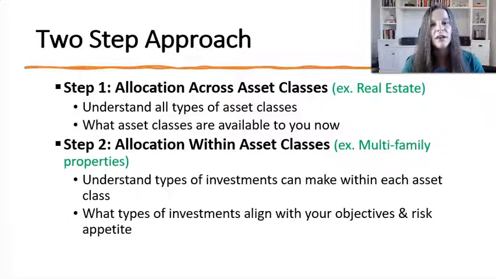So you need to understand that there's an additional layer to asset allocation where you are diversifying within that asset class. So you want to make sure that once you've decided the asset classes that are available to you and how you want to allocate your money across those asset classes, you ask what types of investments within those classes are going to align with my objectives and my risk appetite. So don't forget the second step.